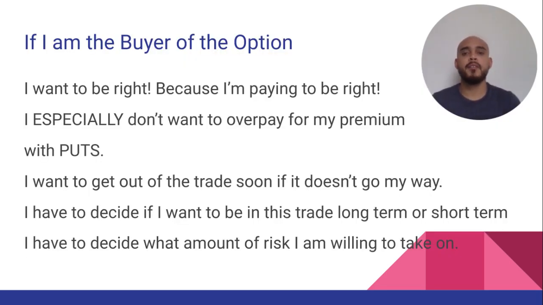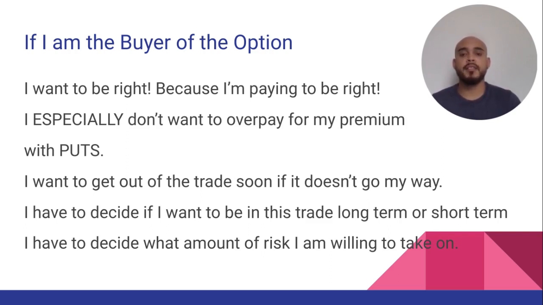So if I'm the buyer of the put option, let's look at what we've got to consider. Well, for one, I want to be right because I'm paying to be right. Another thing is I especially don't want to overpay for my premium with puts because, again, a downtrending market moves with a lot more pace, or a lot more rapidly, and therefore volatility is high. And if you remember from options valuations, increased volatility makes the premium of the option more expensive. So I'd have to pay more to lock in my put contract if I'm the buyer.